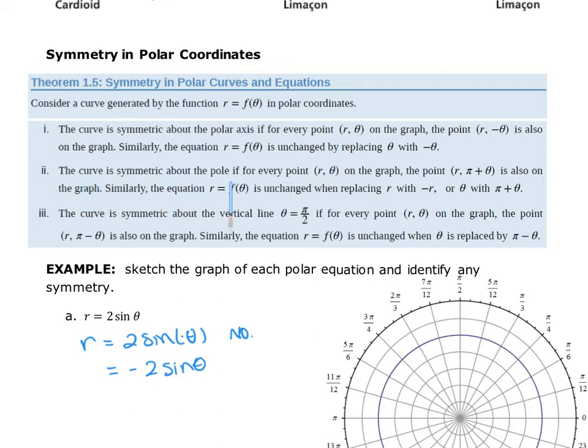Then the curve is symmetric about the pole if for every r, theta, the point r, pi plus theta is also on there. Similarly, that this is unchanged when we replace r with a negative r. If I replace this with negative r, I am not going to have symmetry with respect to the pole. So I know this one is not symmetric with the pole. The next one, the curve is symmetric about the vertical line theta is equal to pi over 2 if for every point r, theta on the graph, r, pi minus theta is also on the graph. Similarly, r is unchanged if I replace theta with pi minus theta.